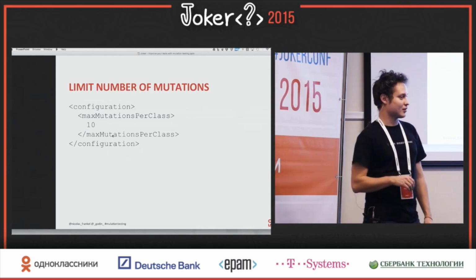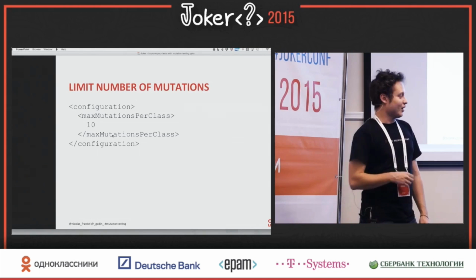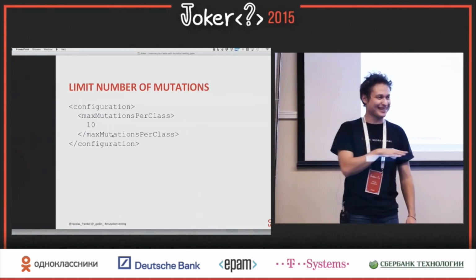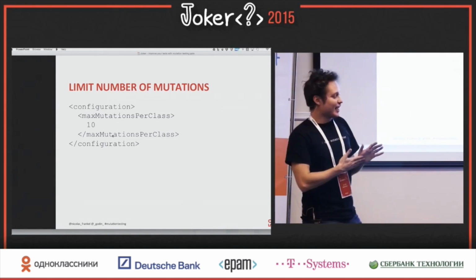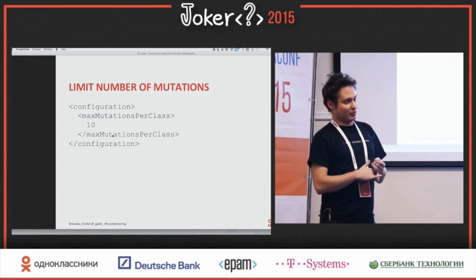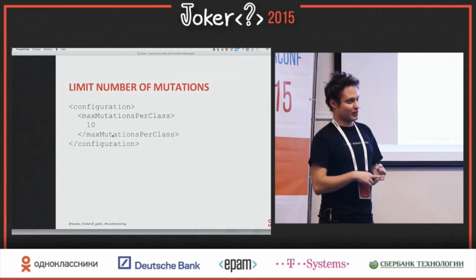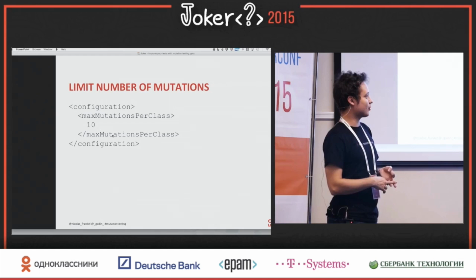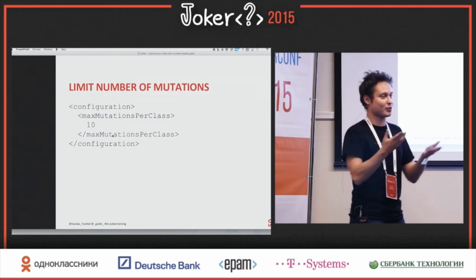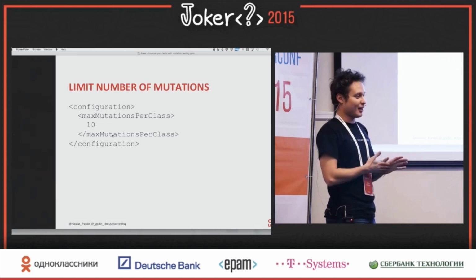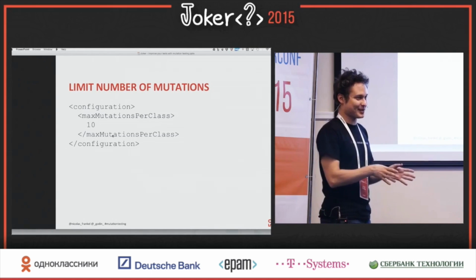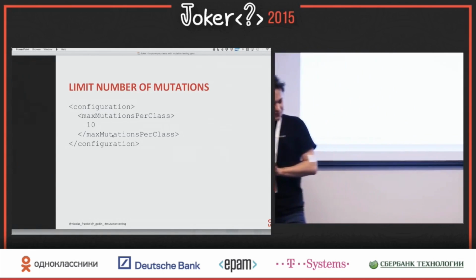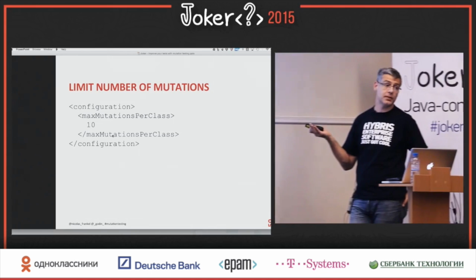Do you parse bytecode or do you work with sources? We are not the authors of PIT. PIT uses the ASM library, so it works on bytecode. It mutates bytecode. And here I would have an interesting question for you, but for afterwards. Once again, we will have question and answer time, so maybe we should move forward. Okay, so you can also limit the number of mutations, right?